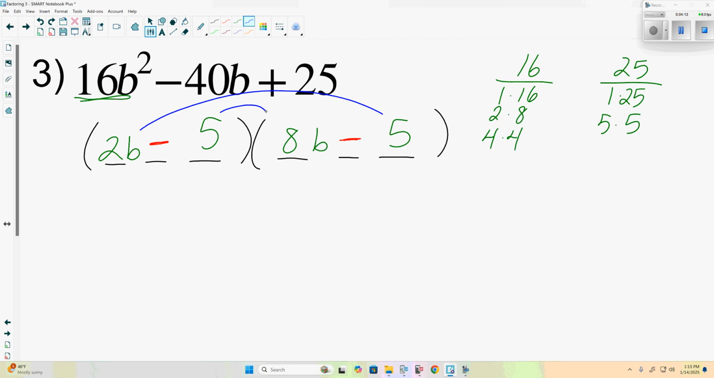2b times negative 5 is negative 10b. Negative 5 times 8b is negative 40b. Negative 10b minus 40b is negative 50b. I know what it is. It's going to be 4 and 4, and keep the 5s. We'll switch the 8 and 2 with 4 and 4.